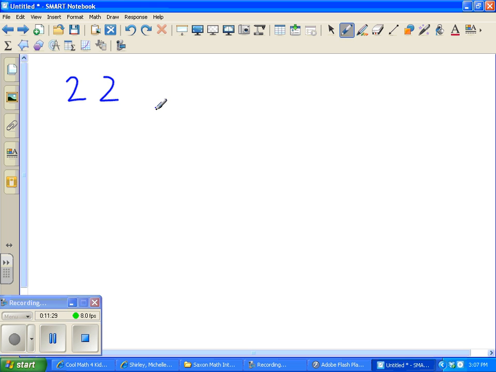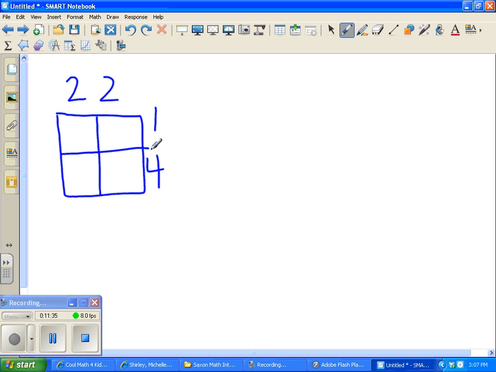Okay, 22 times 14. I draw my 2 by 2. I divide diagonally. My pen kind of got wild there. That's okay. 1 times 2 is 2. 1 times 2 is 2. 4 times 2 is 8. 4 times 2 is 8. I'm going to switch colors just to make it easier to see.